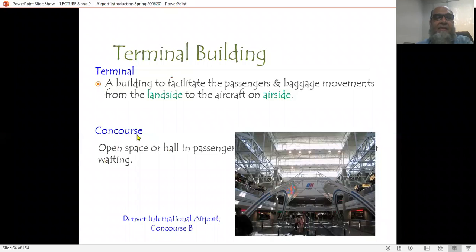There is a terminology we call concourse. It is an open space or hall in a passenger building. So it's an integral part of a terminal building where passengers wait for their destination aircraft and to get loaded. This is Denver International Airport, but there are many airports that have more or less the same design for waiting areas. It's an open space design.